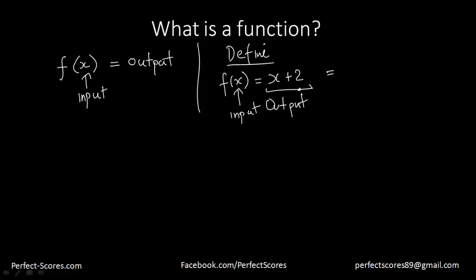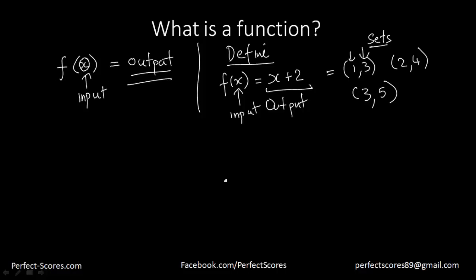Now, if I want to show this function in terms of sets, I can say if I input 1, I will get 3 as the output. You always have the input as the first number and output as the second number. If I input 2, I will get the output as 4. If I input 3, I'll get the output as 5. So this is what a function is: this is the input and this is the output.